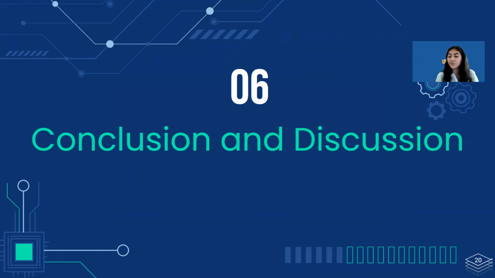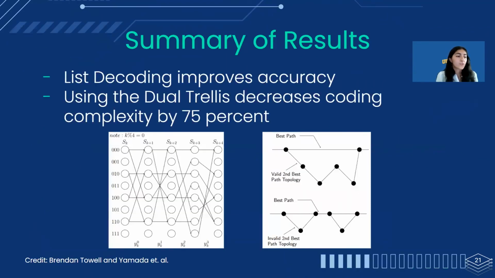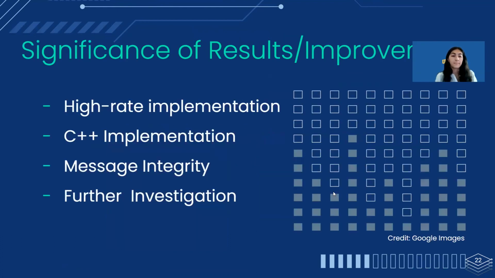Finally, conclusion and discussion. Increasing list size offers significant improvements in FER for a given SNR, which is the summary of our results. And also the use of the dual trellis reduced decoding complexity time taken by 75% compared to a standard trellis for a rate 3/4 system with 2 memory elements. Larger list sizes produce fewer frame errors in the decoded message at the cost of increased decoding complexity.